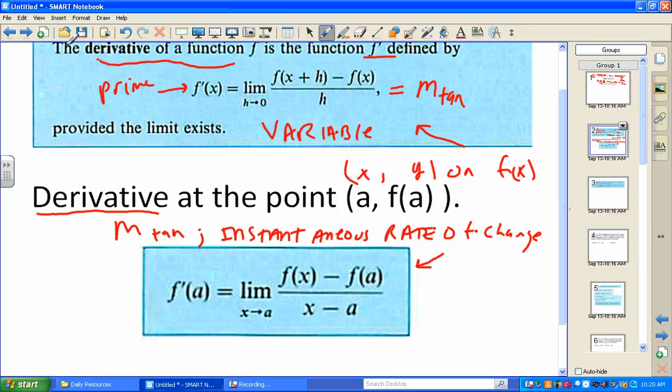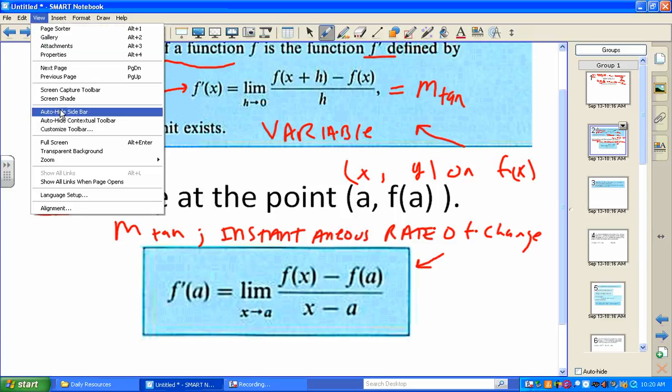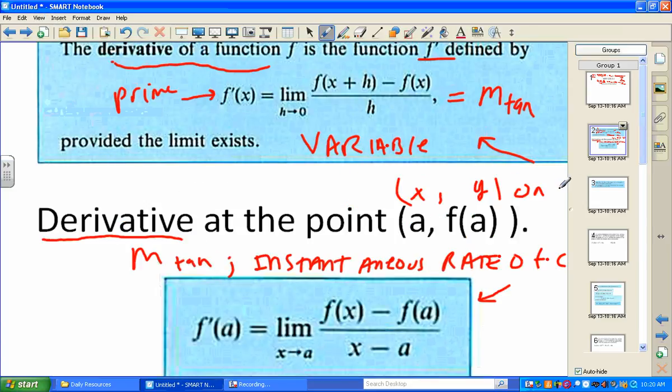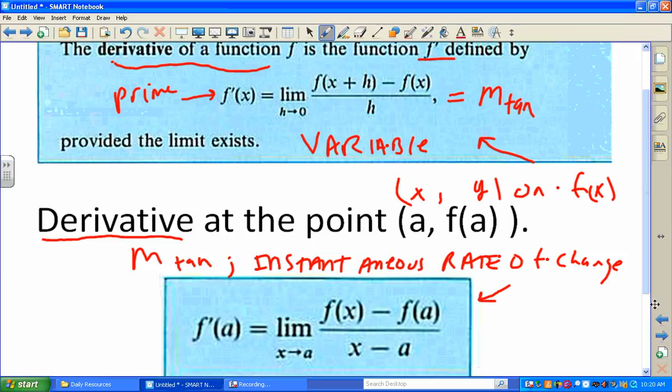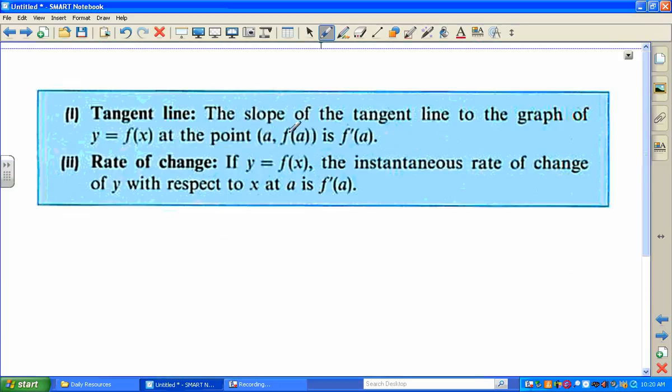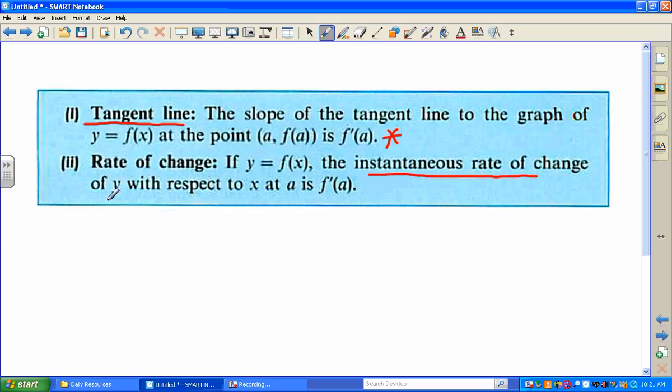Another definition to take a look at is tangent line. We just talked about that. The slope of the tangent line to the graph of y equals f of x is f prime of a. The book is just defining it for the rest of the book. This defines it for Calc 1, 2, and 3. The rate of change is the instantaneous rate of change of y with respect to x at a, f prime of a.